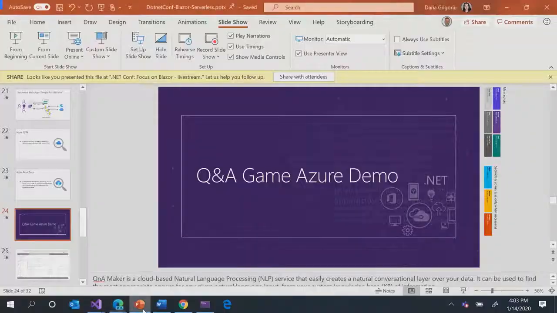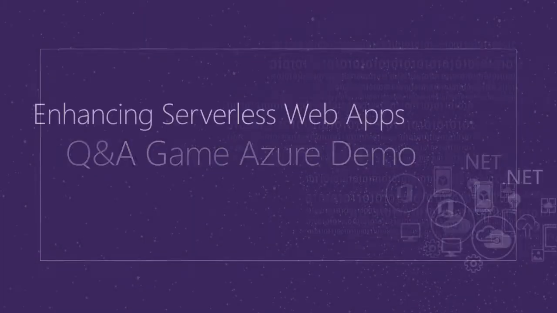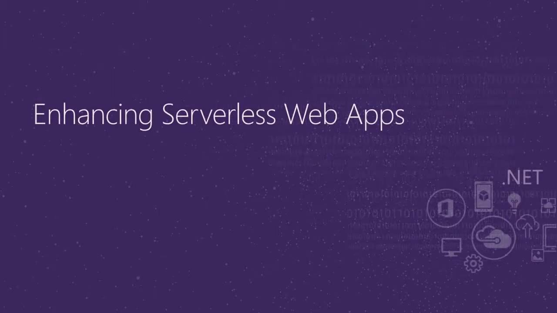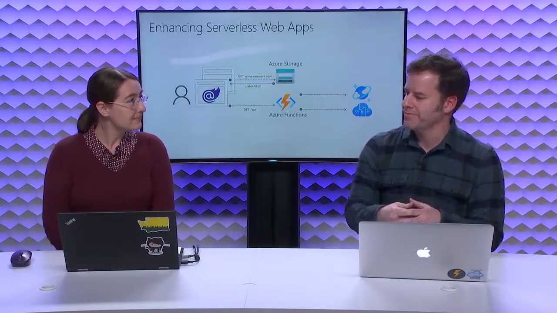So let's go back to our slides here and talk about what more value we can add with this pattern. Right, so let's talk a little bit about how we go about enhancing one of those apps. We just took an application and broke it down into a couple of different components that are hosted in different places in Azure. So let's look at what we can do to enhance this.